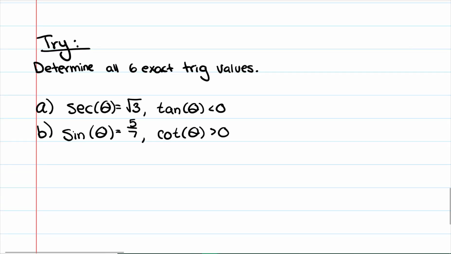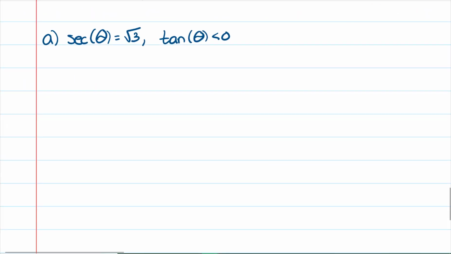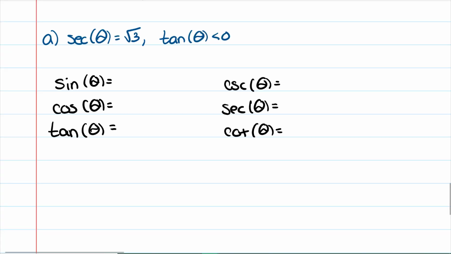So now on your own, I want you to try to determine all 6 trig values for A and B. For part A, we're given that secant is equal to radical 3 and tangent of theta is less than 0. The way I like to start this is by writing all the trig functions out that I want. And now I'm going to fill in what I know. I know secant is radical 3, which means cosine is 1 over radical 3, which is radical 3 over 3 when you rationalize it.